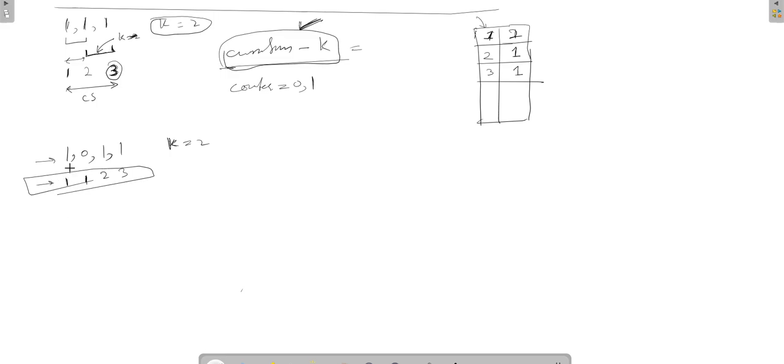Now what happens when 1 occurs twice? Well, at that point we have two subarrays here.